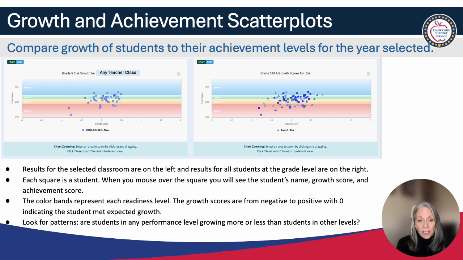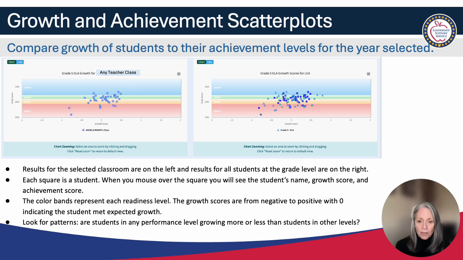What you can see while you're looking at this is how the students are spread out. Their growth, are they centered around the 0? Does it matter whether or not they are low performing or high performing? Are all students growing as much or more than expected? Or are certain performance levels not doing as well as others? And that's part of what we want you to think about when you look at these scatter plots. When you mouse over each of these squares, you'll see the student's name, their growth score, and their achievement score. So you'll have that information right in front of you.